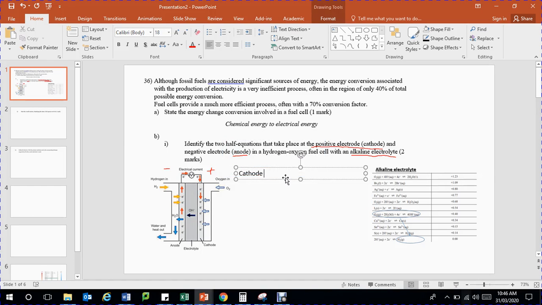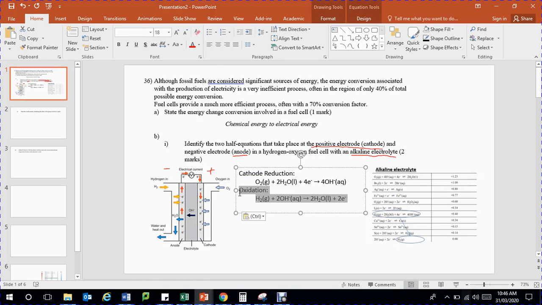So at our cathode, that's our reduction occurring. Our oxygen is reacting with the water, gaining 4 electrons, producing 4 hydroxide ions because it's under alkaline conditions. Now we've got the other half equation to do, which is our oxidation.